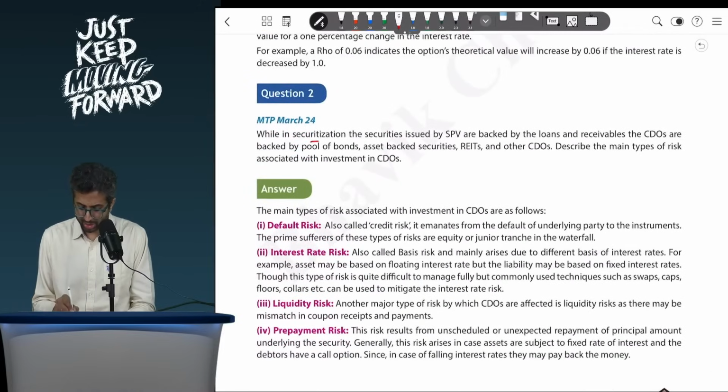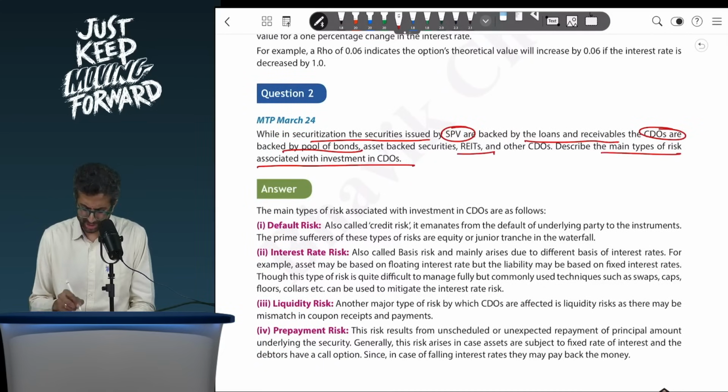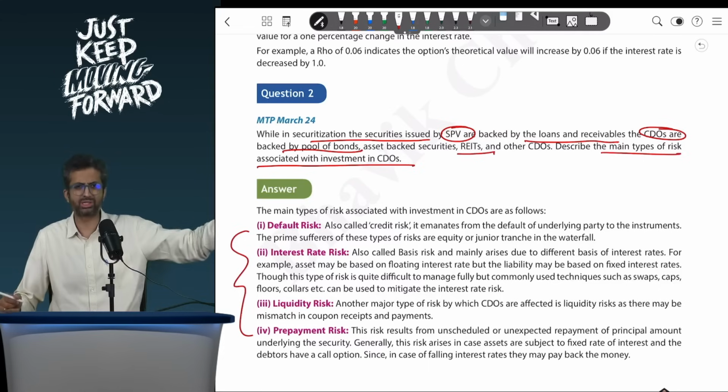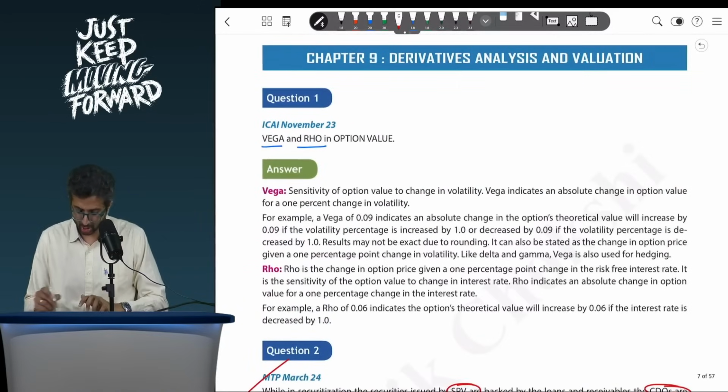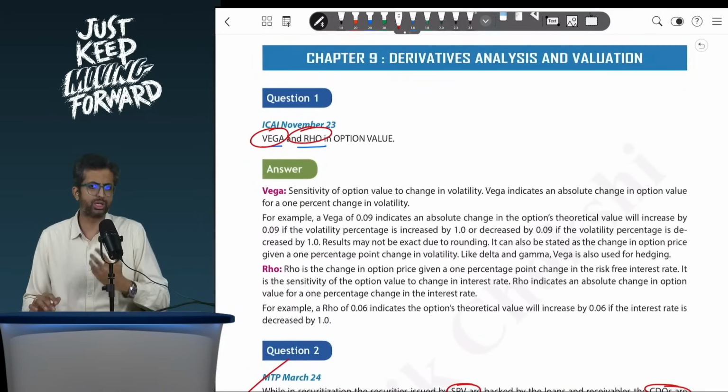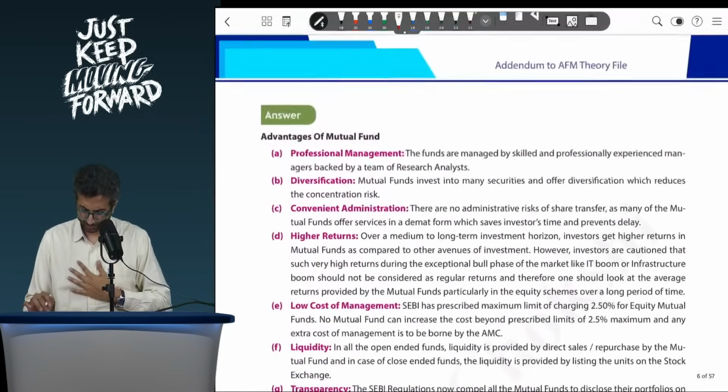While securitization of securities is backed by an SPV and loans, CDOs are backed by pools of bonds, REITs, etc. Describe the main types of risk associated with CDO. Over here we have discussed those risks, the same risks as those of a bond: default risk, interest rate risk, prepayment risk, reinvestment risk, etc. This is also, I think, done along with CDO. Vega is volatility, rho is rate of interest.